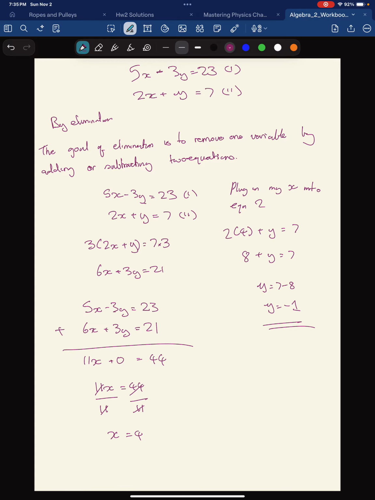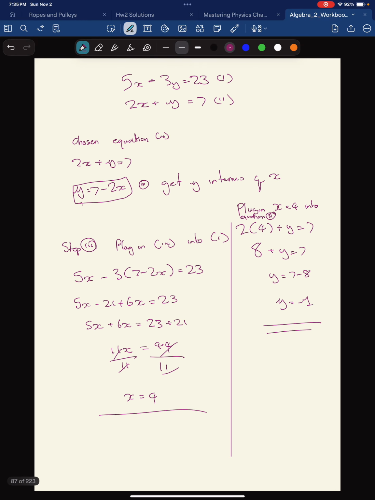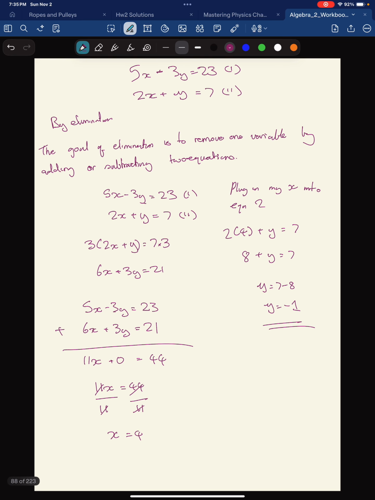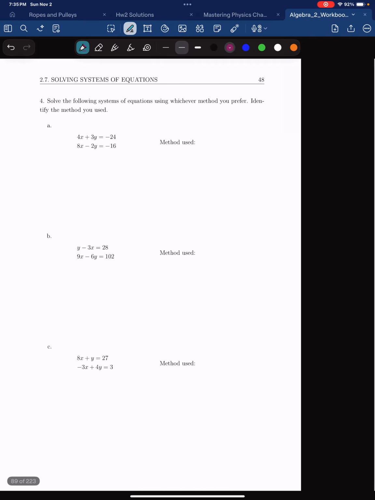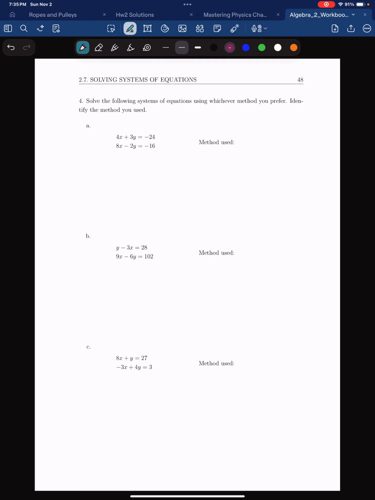So the goal of the course is to have you be proficient at both, at least at graphing, at substitution, and elimination. But let me do one more by elimination, just so you can see how to do it properly. Let me see which questions I could try by elimination. I'm going to try to do this one by elimination.